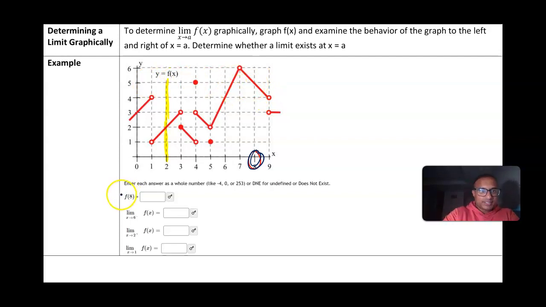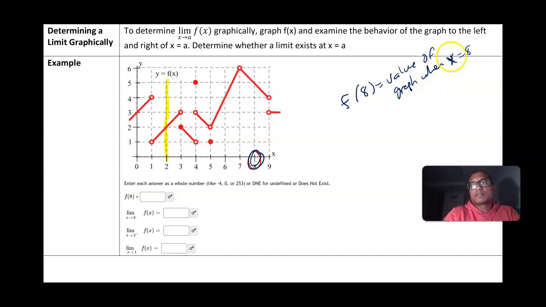But the first question doesn't actually ask us for the limit. It just says what is f of 8. f of 8 means the value of the graph when x equals 8. Notice it's not even asking us for the limit. So the value of the graph when x equals 8 is going to be this value, which is 5. So f of 8 is equal to 5.